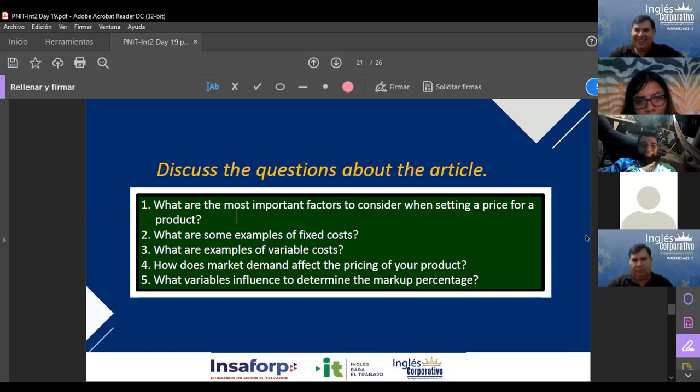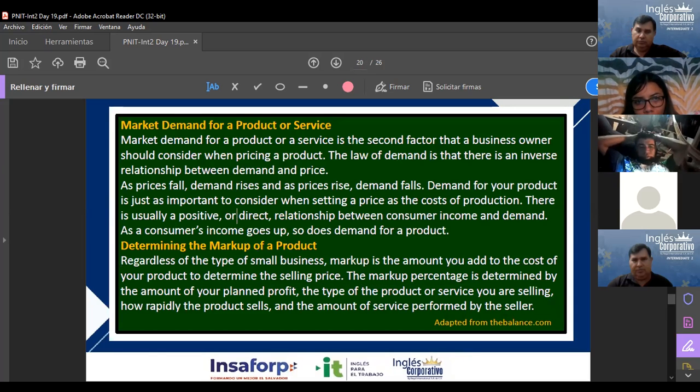Danis, do you read the four? Try the number four. How does market demand affect the pricing of your product? The law of demand is that the inverse relationship between demand and price.